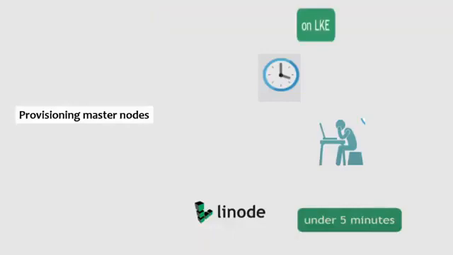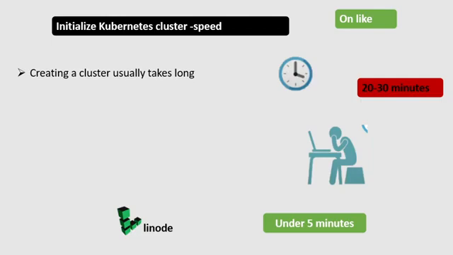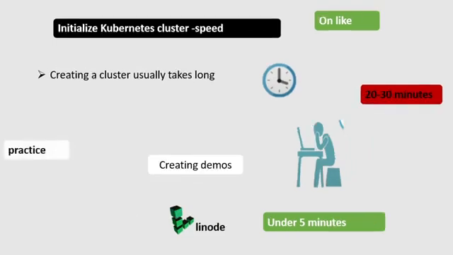And finally, a couple of things that must be mentioned about Linode Kubernetes Engine that may seem minor at the beginning but can also be very important. First one is creating a cluster initially on many cloud platforms usually takes long because the master nodes need to be provisioned, the configuration you selected must be applied, some other resources must be created, etc. So on some platforms it could be up to 20-30 minutes even to just initialize the cluster. On LKE, when you create a cluster, it takes under 5 minutes, which is way less compared to other platforms.